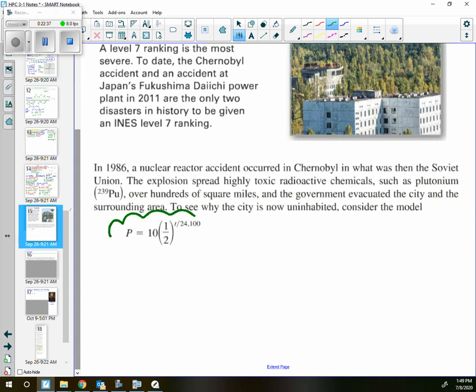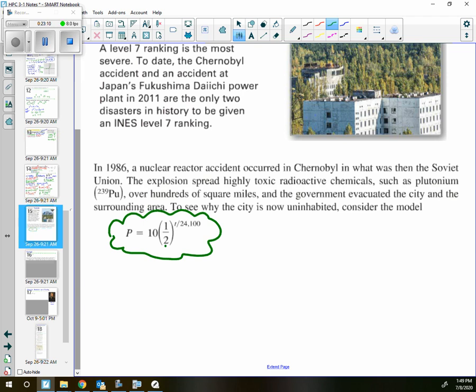So I want you to take a look at the equation that models what's happening here. They're talking about t as time, in years. And P is the amount of plutonium, this plutonium 239, still left in that area. So the exponential decay, why is it decay? Look at your base. What is the base? It's the half. That's why they call it a half-life. There's only half of it left after a certain period of time. So it's decaying by half each time period.